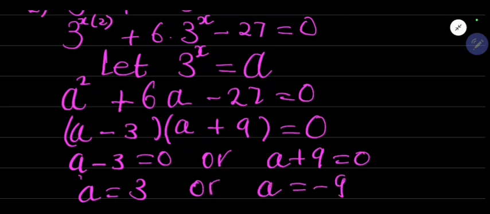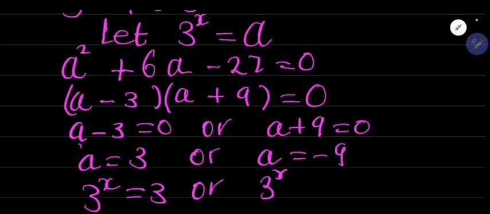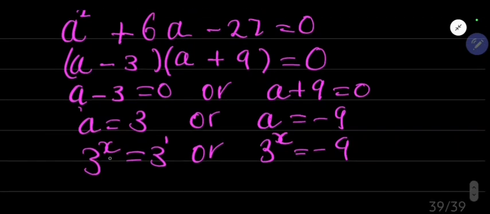But you are not done. Remember that this a, you used let. So remember that this a is the same as 3 exponent x. So 3 exponent x equals 3, or 3 exponent x equals minus 9. Are we together, guys? Now here you are safe to drop the bases, because you have the same bases. So x equals 1, or now this one, guys, let us discuss this one quickly.